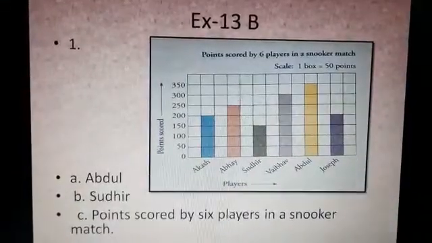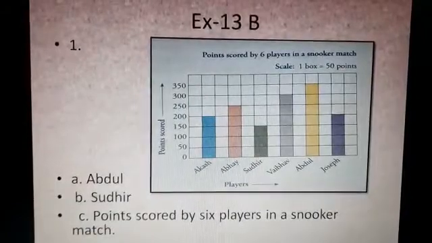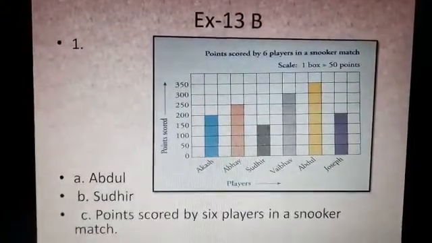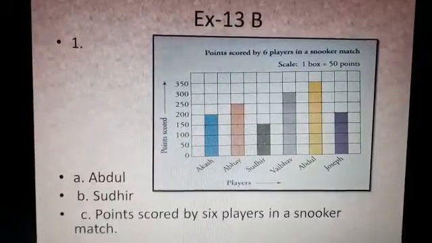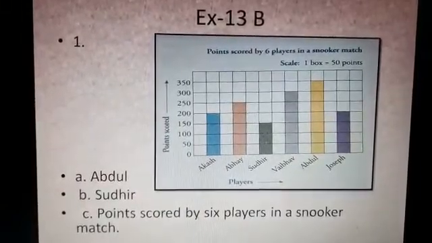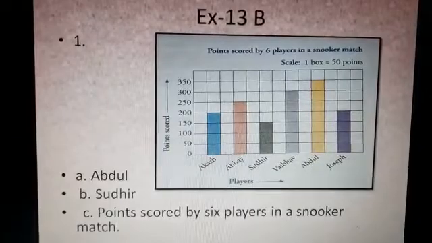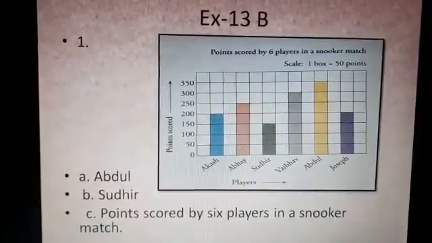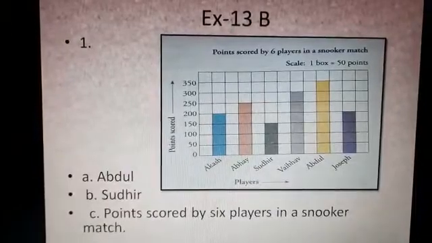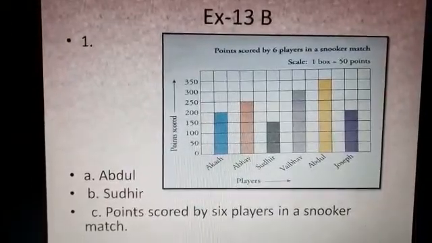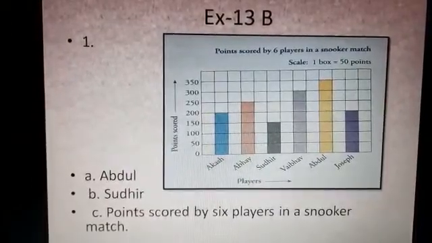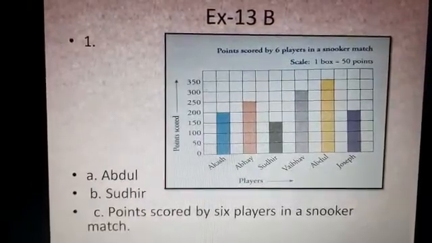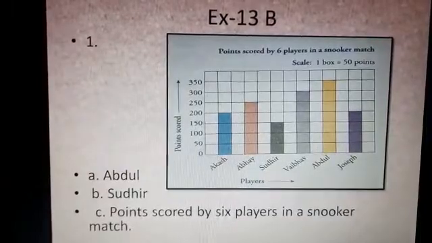Now let us look at the exercise problems of 13b. It is given on page number 228. The first question. Read the bar graph and answer the following questions. You can see the bar graph over there. Now let me read the first bit of it. Who scored the maximum points? If you look at the bars, you can make out maximum means the highest bar or the longest bar. The highest bar is Abdul's. So answer is Abdul.